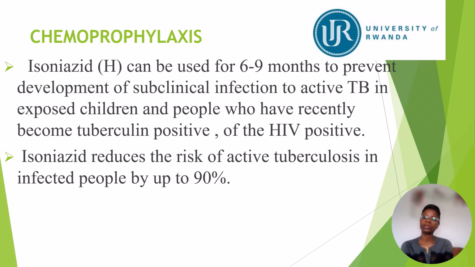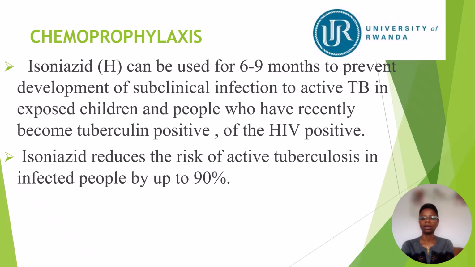We also have to use chemoprophylaxis, where the drug used is isoniazid. Isoniazid can be used for 6 up to 9 months to prevent the development of subclinical infection into active infection. It is mostly used for the client who has been infected, who has shown signs of infection, but who didn't show any sign and symptom of active TB.